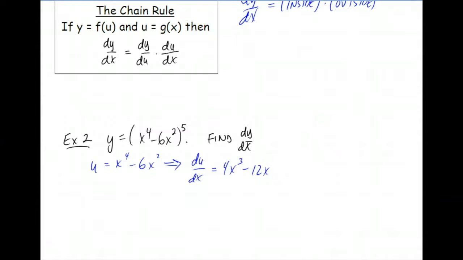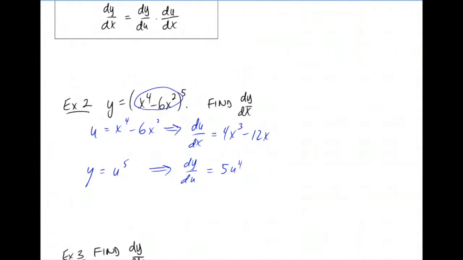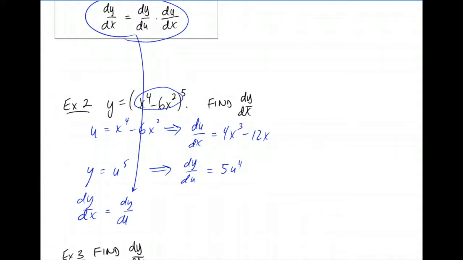Now that we've named the inside function, we can rename the function y as u to the 5th power, because that's what we have here. Now, what derivative can I take? I have y written as a function of u, so I can take the derivative of y with respect to the variable u, and that would just be 5u to the 4th. Now, according to the chain rule up above, dy/dx is equal to dy/du times du/dx.